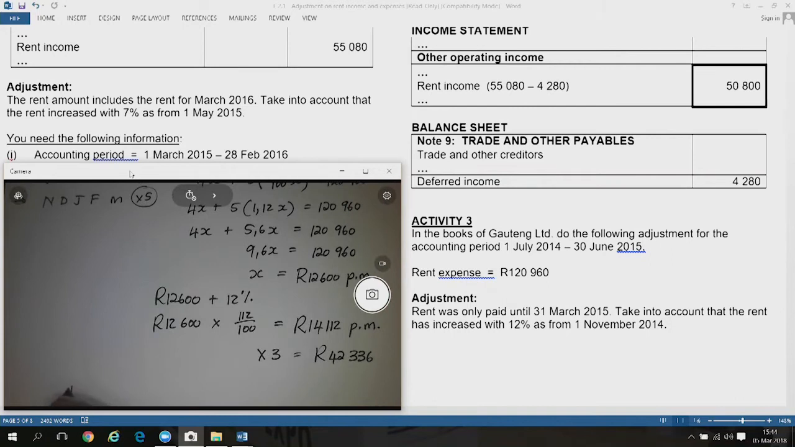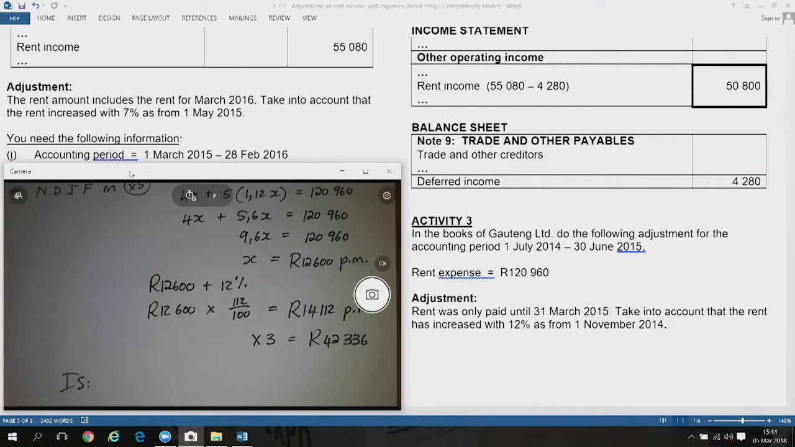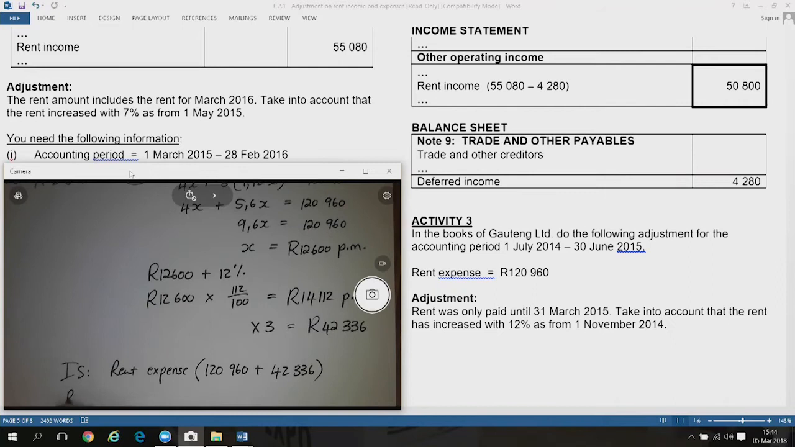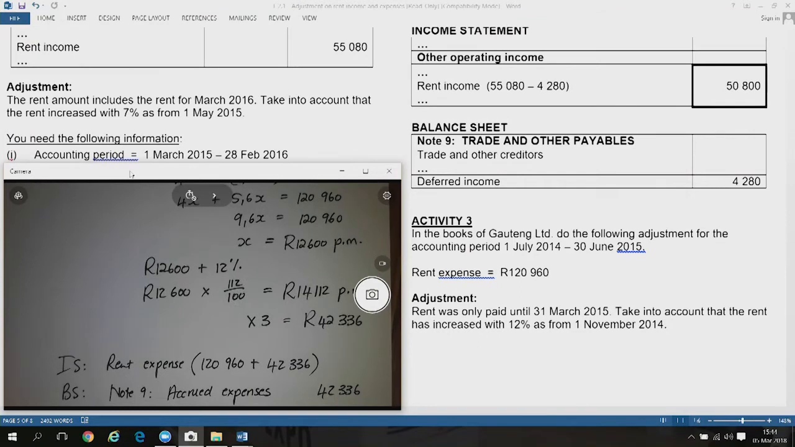Income statement. Rent expense was too little. It was 120,960, but it was 3 months too little. So we add the 42,336. Balance sheet, note number 9: accrued expenses, because of the 3 months that was not paid yet.